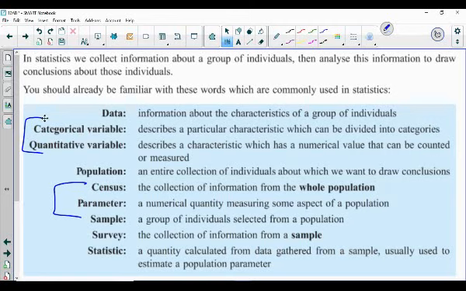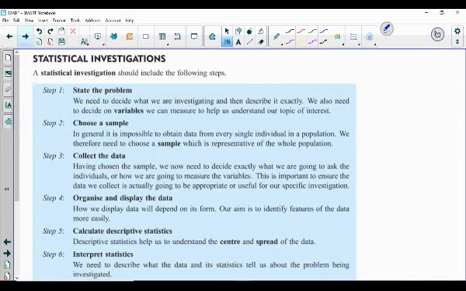A parameter versus a statistic. A parameter is about the whole population. The statistic is about a sample. We then use that to estimate the population parameter. A ton of overlap here between this and AP Stats, by the way.